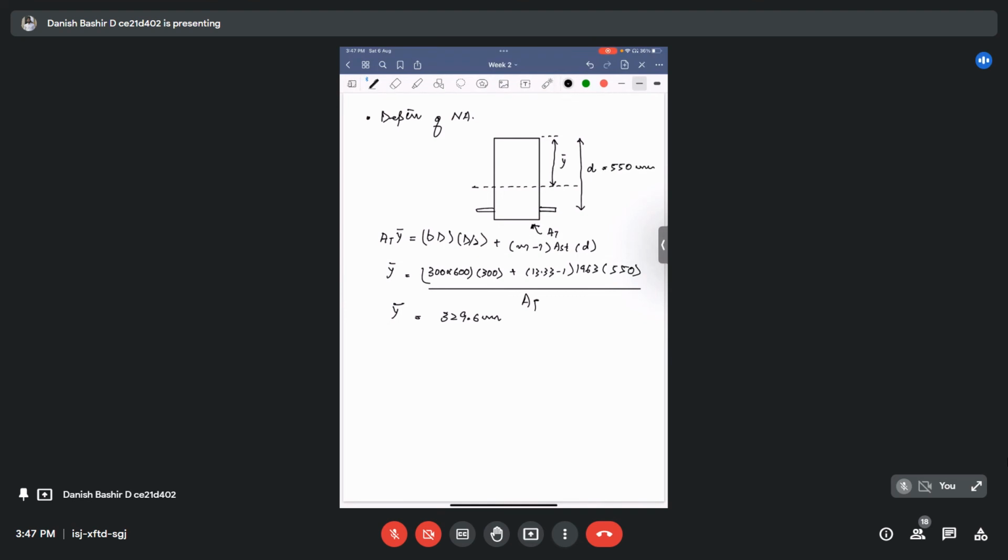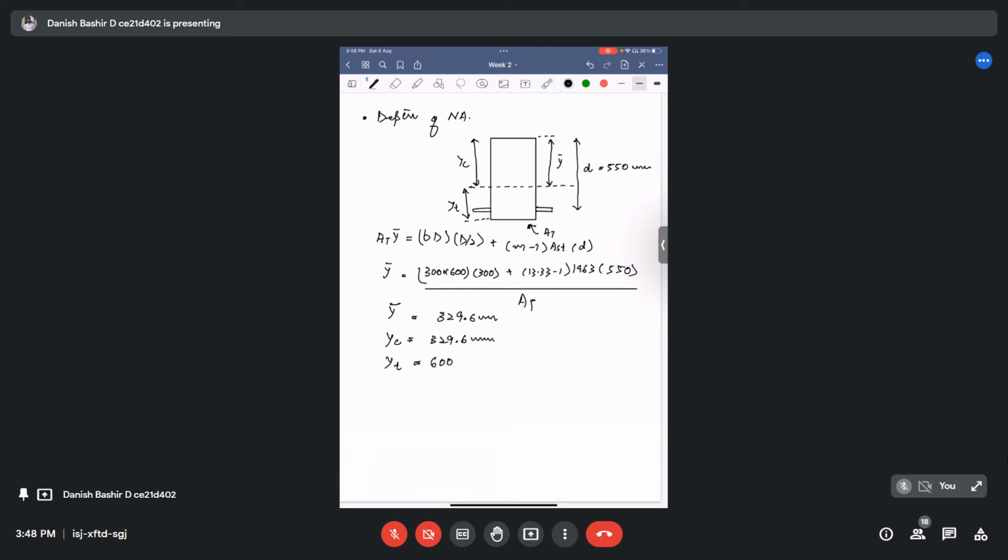Now this y bar is also the distance of the topmost compression fiber from the neutral axis. So we can write yc as 329.6 mm, and yt, the bottommost fiber, will be the gross depth 600 minus 329.6 mm. This comes out to be 270.4 mm.